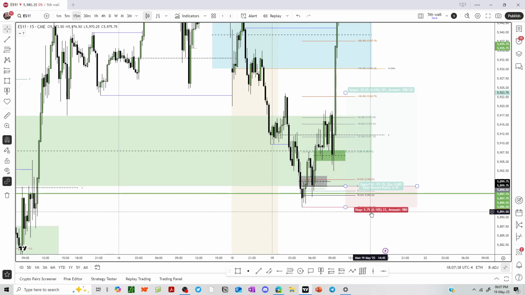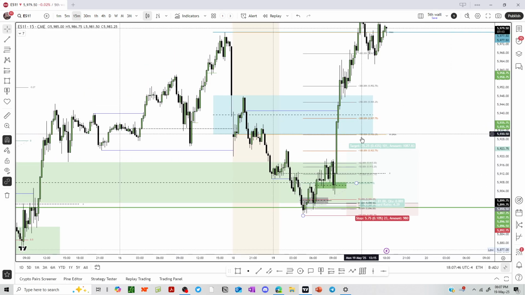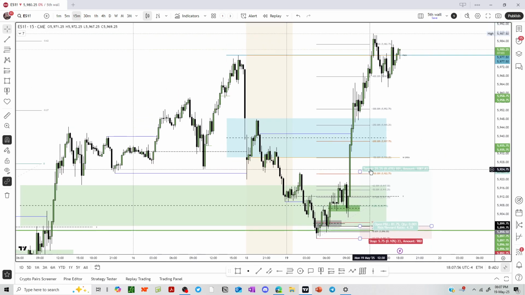They got a 5.75, almost 6 point stop loss. Or in this case, this would be about 25 pips. So you risk almost 6 points to make 25 points, which is almost in alignment with one standard deviation.